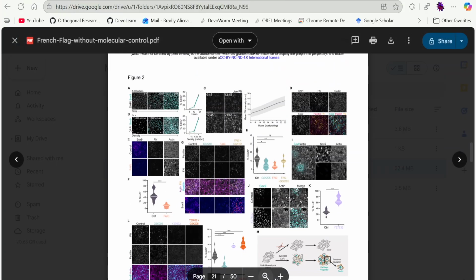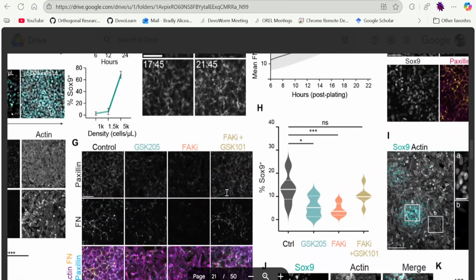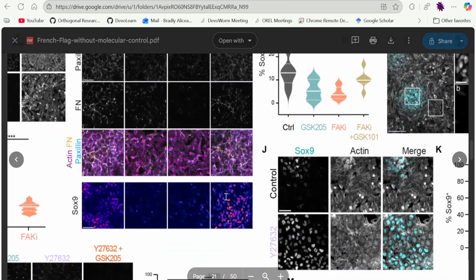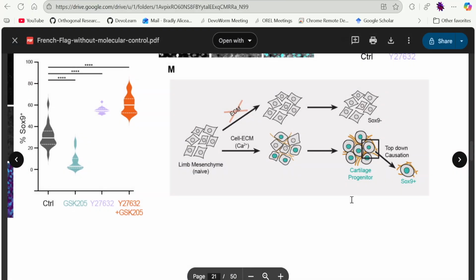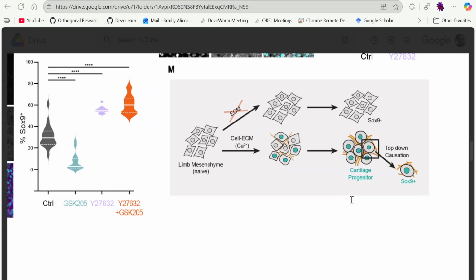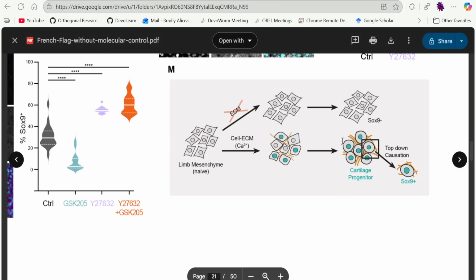Figure 2 is where you have the supracellular level impulse for cartilage fate activation. So again, we have some molecular characterization of this. And then at the bottom, they give the interpretation, which is where we have Lin mesenchyme, which is naive. We have extracellular matrix, which is knocked out. We have cell extracellular matrix calcium signaling, where we get this difference in cell types. And then this turns into the cartilage progenitor. And then there's this top-down causation, which leads to this SOX9 positive cartilage cell.